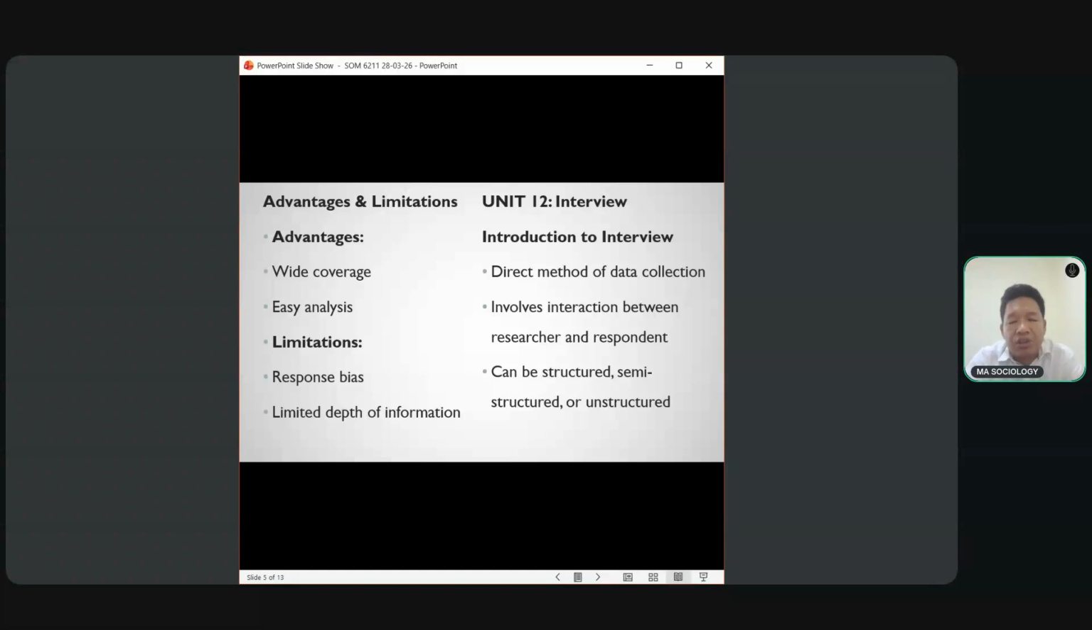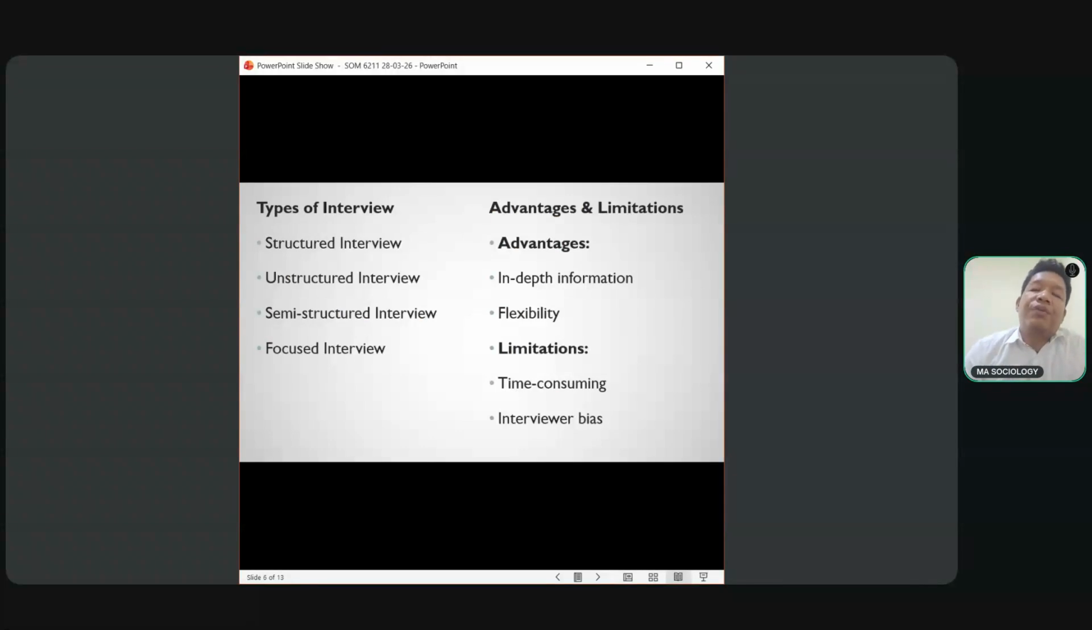However, in semi-structured interview, you have the pattern of questions as well as open-ended questions that you try to take up to understand the field objectives of what you try to find out in the field. Types of interview may be structured, unstructured, semi-structured, and focused interview.